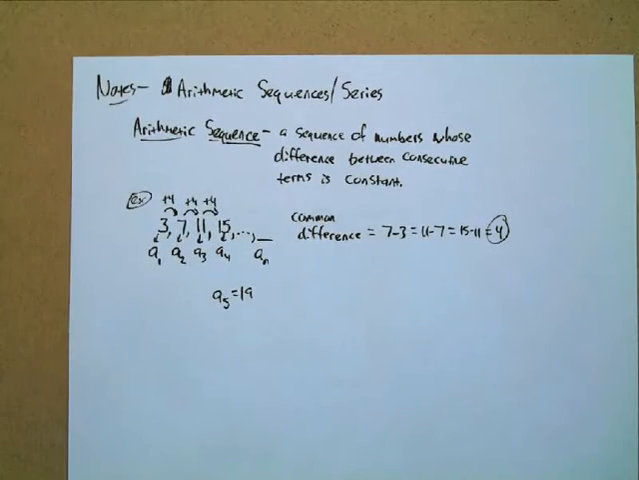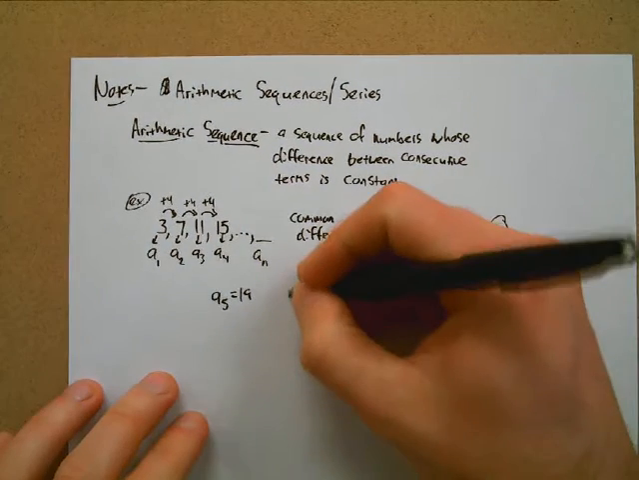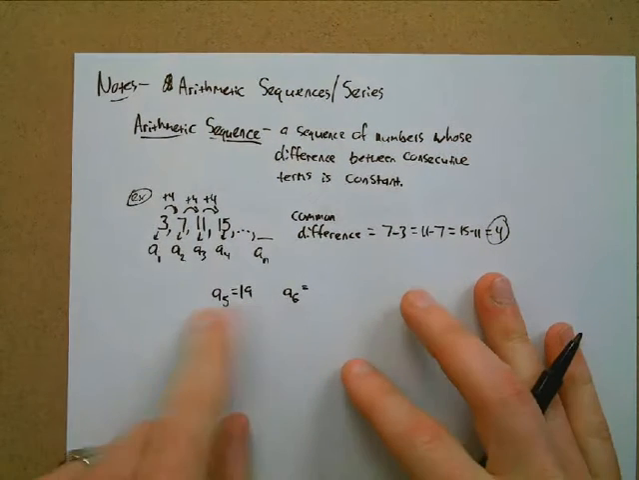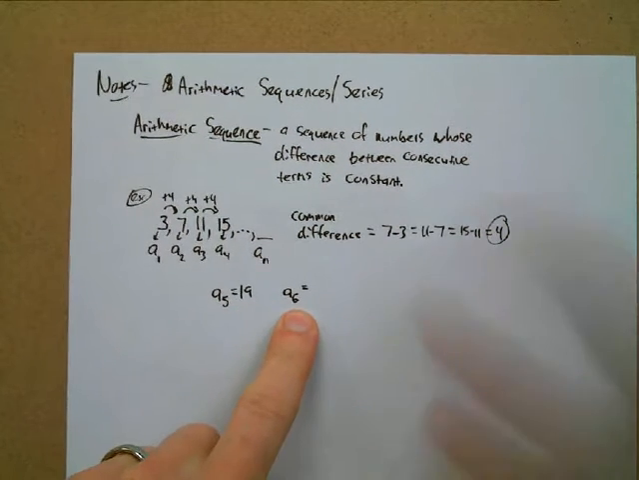What was that? 23, right? If the fifth term was 19, then the next term in this pattern would add 4, and so we get to 23. Okay. But what about if we want to find something like a sub 100?